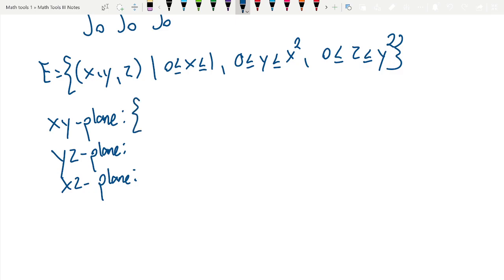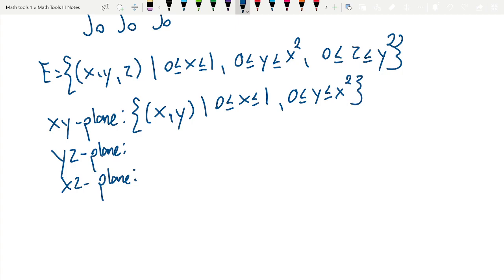Okay. So this is going to be (x,y) such that x is between 0 and 1, and y is between 0 and x squared. Now this one we can pretty easily see how we would change around, because we've already done this, right? If y is between 0 and x squared, we could change this around to, let's see if I can squeeze it in.